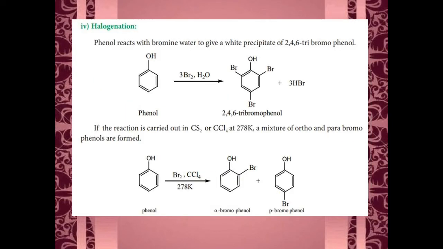The next reaction, halogenation of phenol. When phenol reacts with bromine water, it gives a white precipitate of 2,4,6-tribromophenol as the product. Suppose the reaction is carried out when phenol is reacted with bromine in carbon disulfide or carbon tetrachloride at 278 Kelvin, we get two products. One is ortho-bromophenol, another one is para-bromophenol.